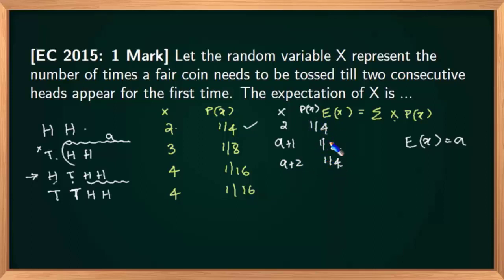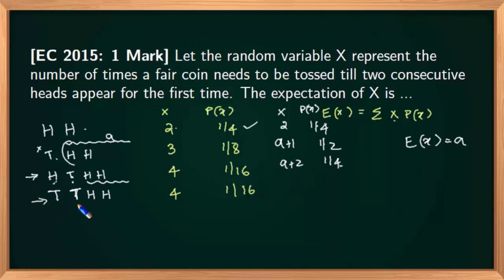1 by 2, and this is 1 by 4, which means that already this probability sums up to 1. So the meaning is that with a probability of 1 by 4, I can say that the length will be 2. With the probability of 1 by 2, I can say that the length will be a plus 1. And with the probability of 1 by 4, I can say that the length will be a plus 2. The expected length will be a plus 2.